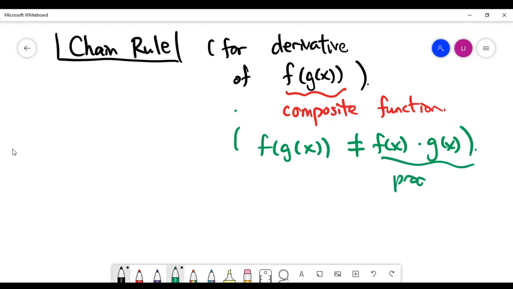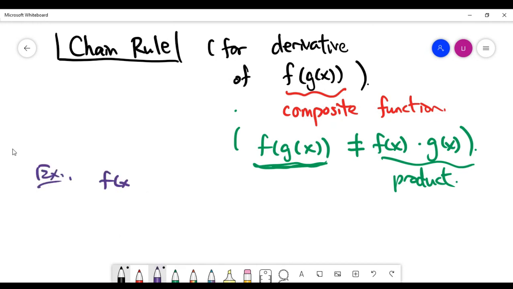This one is a product. And in a previous video we looked at how, for a product of two functions, we can actually use the product rule to find the derivative. But currently, I'm talking about composite functions. In case you don't fully understand the meaning of composite functions, we can quickly do an example.